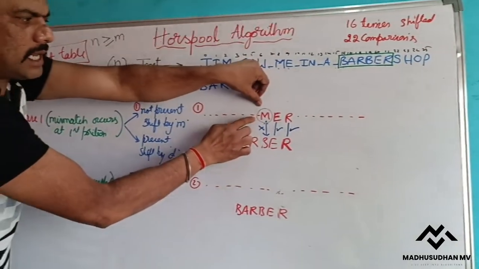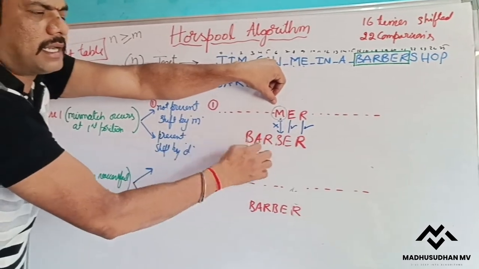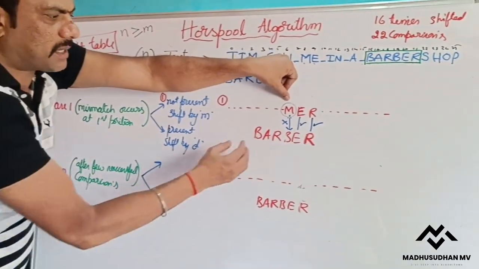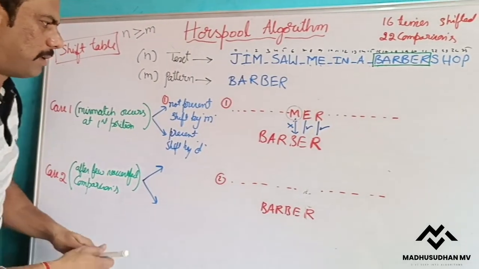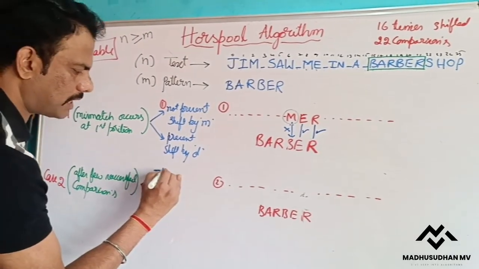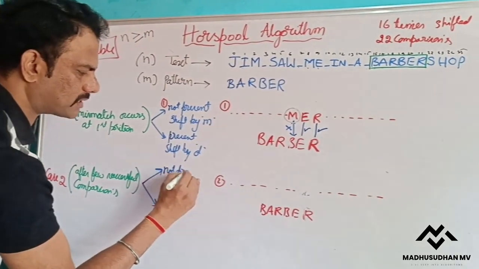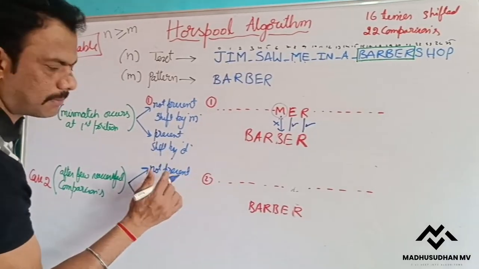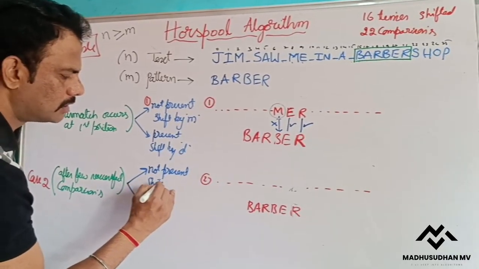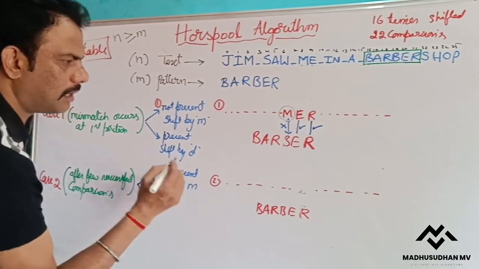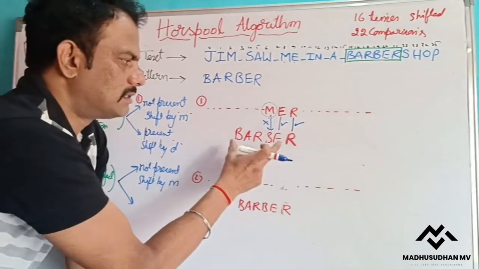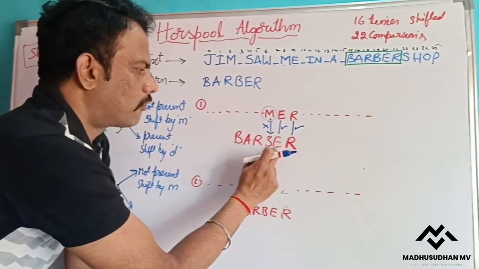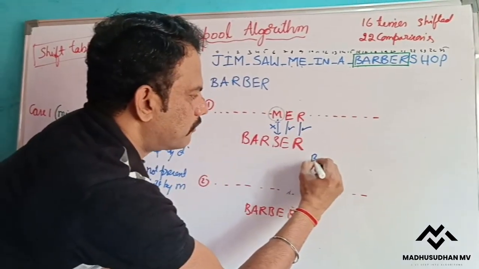If the mismatch character is present in the remaining characters, check. Now whether this character is present in the remaining characters, no. So again shift by what? If the mismatch character is not present, again shift by the pattern length M. That means again you shift the pattern by pattern length 6. The pattern is 1, 2, 3, 4, 5, 6. 6 I'm shifting.